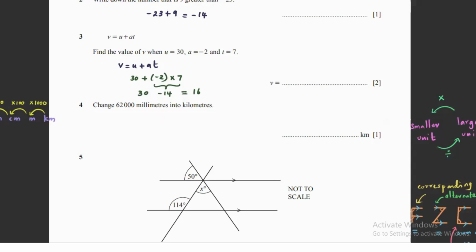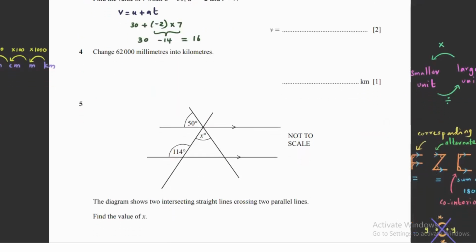Let's move on to question 4. In question 4, you're supposed to change 62,000 millimeters into kilometers. The first thing you need to understand is whether to convert a smaller unit to a larger unit or a larger unit to a smaller unit. In this case, millimeters is the smaller unit with respect to kilometers. That means you're converting a smaller unit to a larger unit. That is when you know that you need to divide.